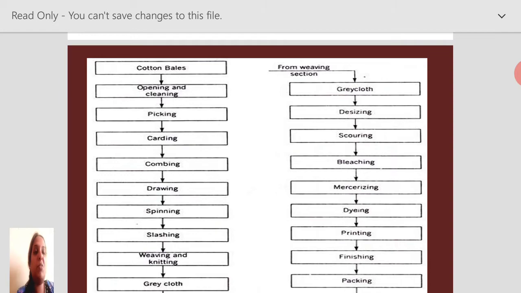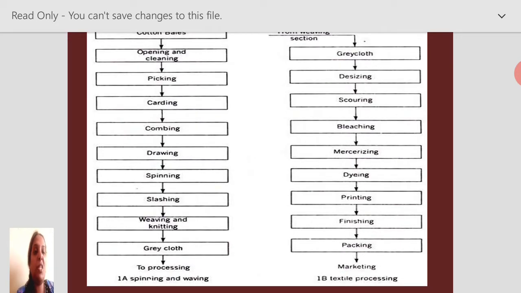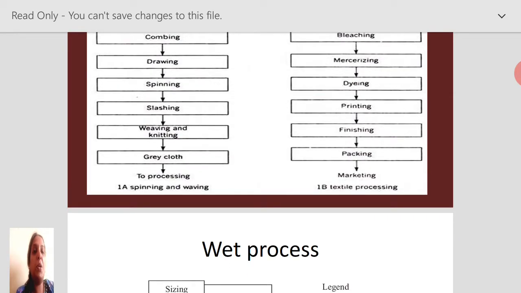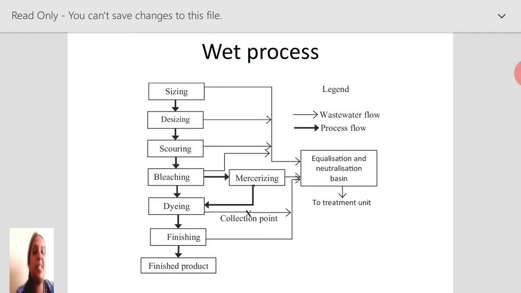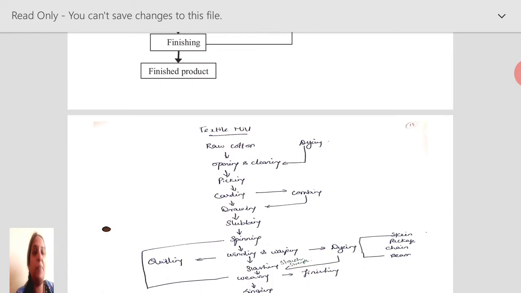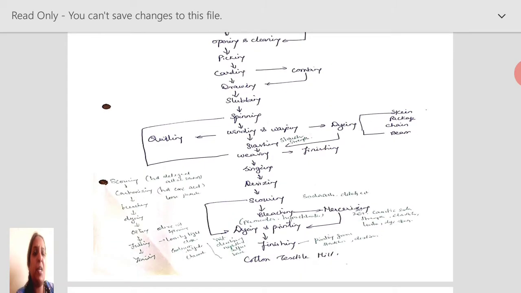These are the units which are going to give you the wastewater out of all the processes. Before going deep into this, we will see what this wet process is. We have sizing, desizing, scouring, bleaching, dyeing, finishing and the finished product. These are the processes which contribute to the wastewater in the textile industry. This is the manufacturing flow chart of the cotton textile mill, where we have also specified the chemicals used in the process. We will see in depth one by one later.